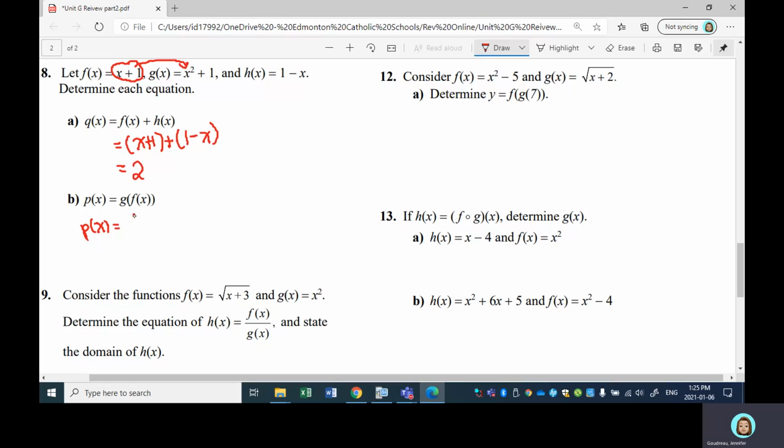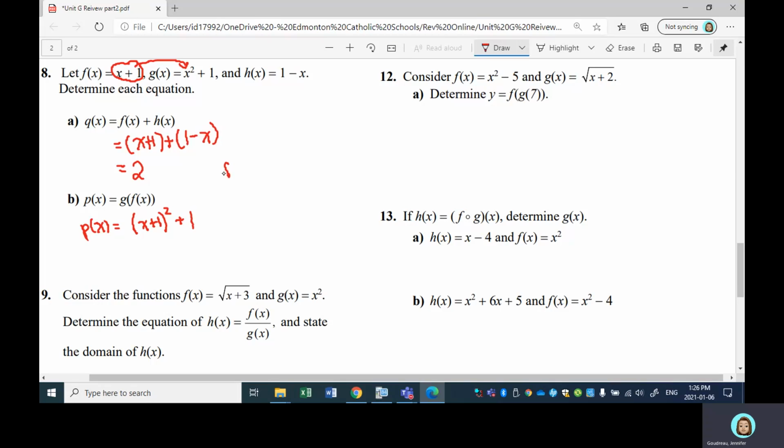It's going to be equal to, instead of x squared plus 1, (x plus 1) all squared plus 1. Why did the x become x plus 1? Because f at x is x plus 1, and we are determining g at f.